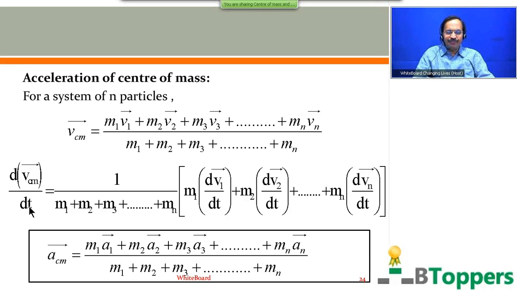Come on, finish writing. So dv1 bar by dt can be written as a1 bar, which is the acceleration of m1. dv2 bar by dt equal to a2 bar, dvn bar by dt equal to an bar. dvcm bar by dt gives you acceleration of center of mass denoted by acm bar. So acceleration of center of mass of a system of n particles is given by m1 a1 bar plus m2 a2 bar plus m3 a3 bar up to mn an bar divided by the sum of the mass of all the n particles of the system.